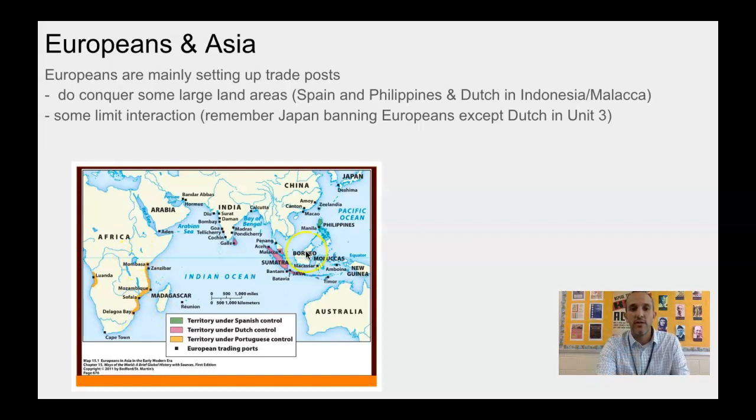So we have the Swahili States here. We also have the Dutch, who are going to control Southeast Asia right here. And this is the Strait of Malacca, if you happen to forget that. So the Dutch are going to be in control here. And then we also have the Philippines here, which is under Spanish control, named after King Philip. Some of these European countries are going to limit interaction. If you don't remember, the Japanese are going to limit the Dutch interaction and just allow the Dutch to come in and trade. So we have a lot going on here.